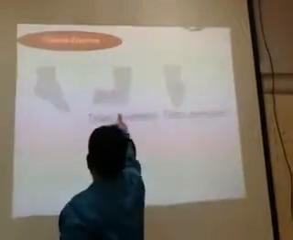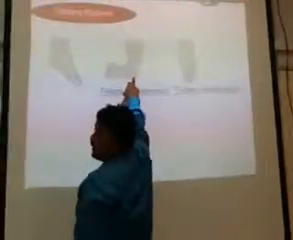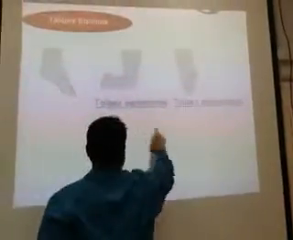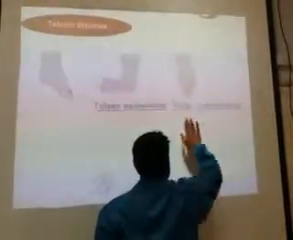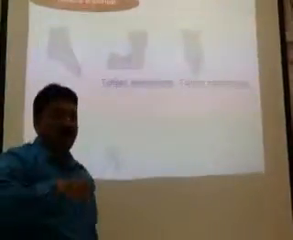And next is talipes equinovarus. In talipes equinovarus the lateral border touches the ground, whereas talipes equinovalgus means the medial border touches the ground, like this. Okay, the medial border touches the ground.